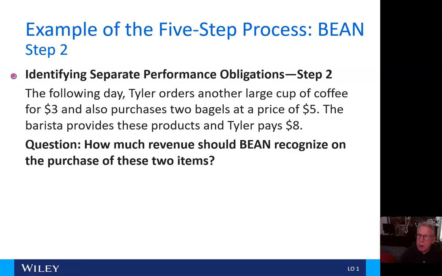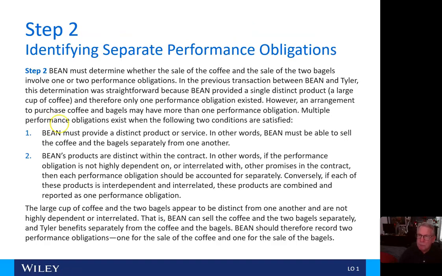Okay, step two, identifying separate performance obligations. The following day, Tyler orders another large cup of coffee for $3 and purchases 2 bagels at a price of $5. The barista provides these products and Tyler pays $8. So the question is, how much revenue should Bean recognize on the purchase of these 2 items? Well, step two, Bean must determine whether the sale of the coffee and the sale of the 2 bagels involve 1 or 2 performance obligations.